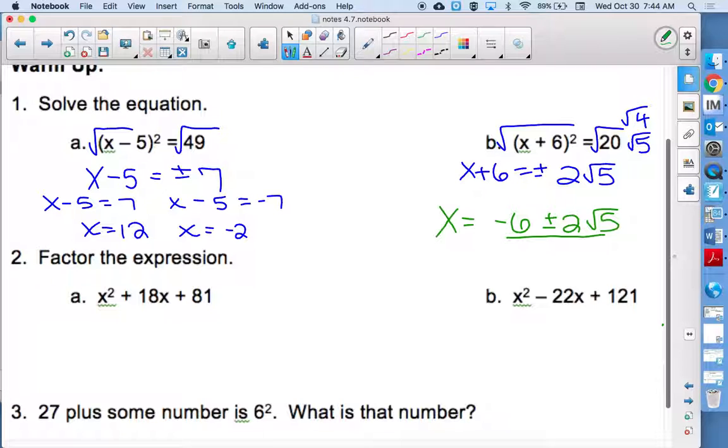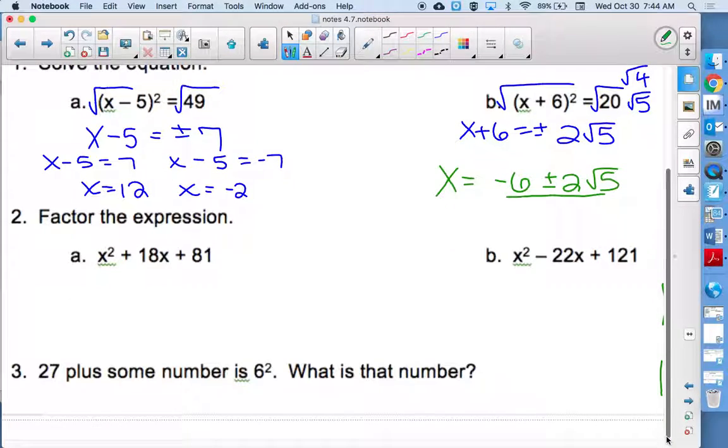And then number 2 wants you to factor. We have x squared plus 18x plus 81. How did that factor, Chris? Right. This is a trinomial perfect square. So that 81 is a perfect square. It factors into the trinomial pattern where we have a plus b in parentheses and then it's squared. So for letter B, we have x squared minus 22x plus 121.